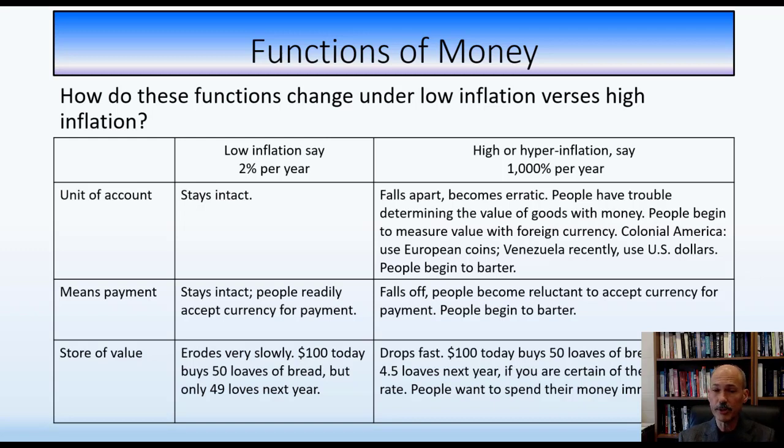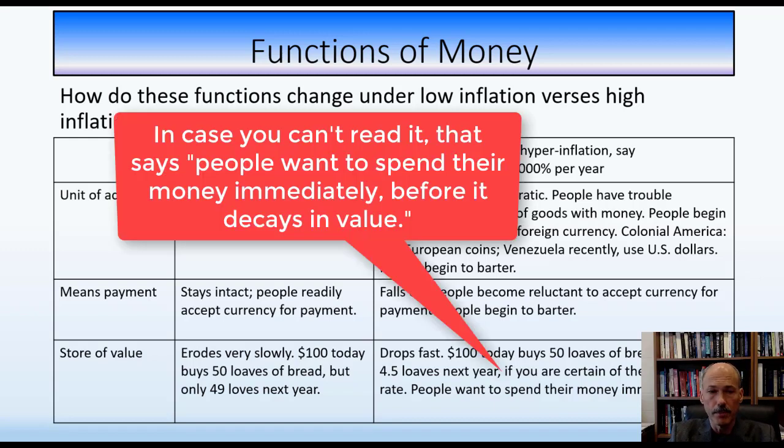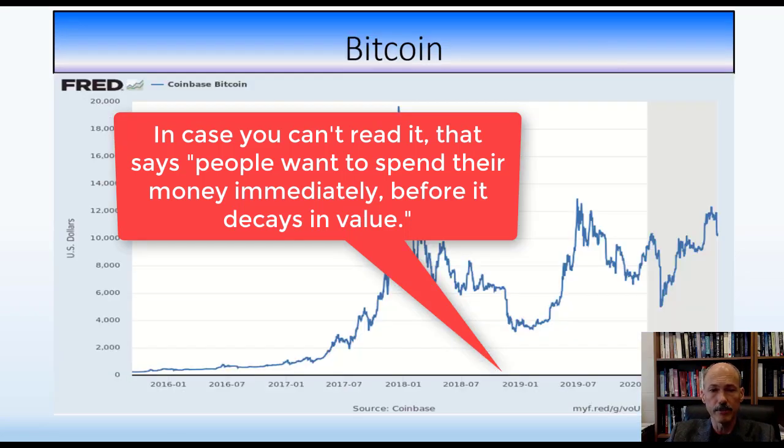Now, in hyperinflation, the store of value just drops off. It just drops off tremendously. So when you get paper money, well, first of all, you don't want to get paper money if you transact. And if you do, you want to get rid of it as soon as possible, because the longer you hold on to it, the more the value erodes. Okay, so that's three functions of money, by comparing and contrasting the low inflation environment with a high inflation environment.